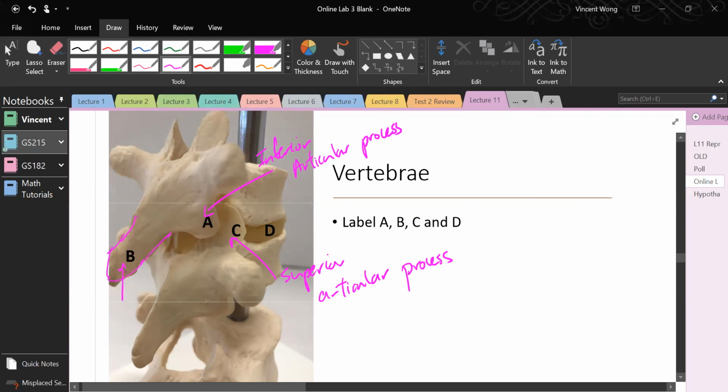This one at the back, that's the spinous process. You might be able to feel yours if you run your hand down the middle of your back. Those knobby things that you're feeling, those are the spinous processes of your vertebrae. And in between each of the vertebrae, there are the intervertebral discs.